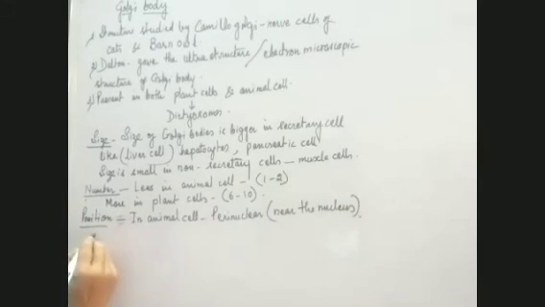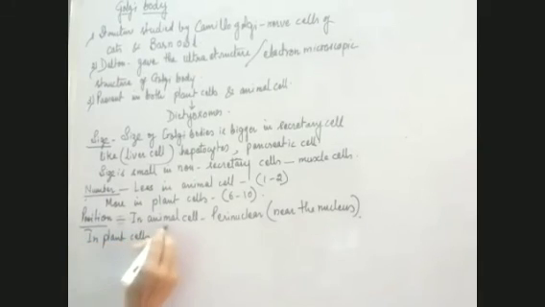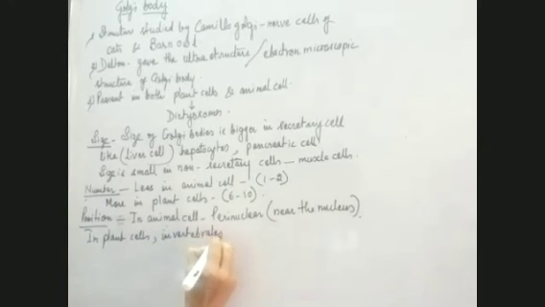And in plant cells, and of course invertebrates also, they are scattered or diffused. Anything you can say, they are scattered or diffused. This is in case of plant cells. So this is their position in plants and in animal cells.